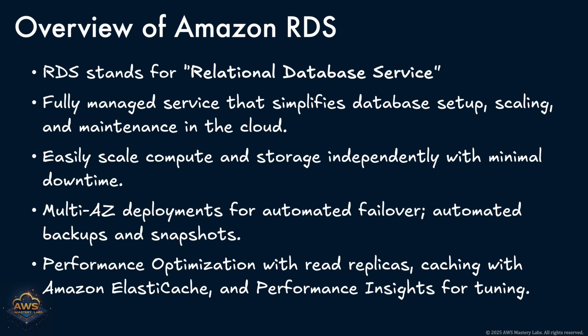For performance tuning and optimization, RDS provides powerful tools like read replicas, which allow you to offload read-heavy traffic from the primary instance, improving throughput and scalability. You can also integrate your RDS environment with Amazon ElastiCache to cache frequent queries, reducing latency even further. And with Performance Insights, you get a visual dashboard that shows exactly where your database load is coming from, helping you diagnose bottlenecks and optimize query performance over time.